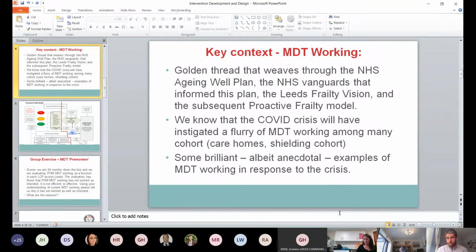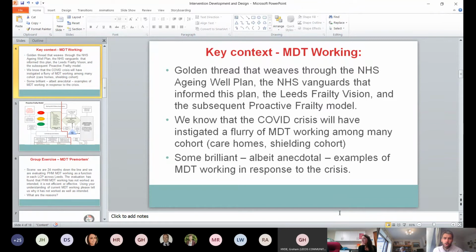Also, it plays a key part throughout the Leeds Frailty Vision, which Dr. Chris Mills in our very first workshop had introduced, the background work around that Leeds Frailty Vision. And it also sits at the heart of the proactive frailty model, which we've introduced in previous workshops as well, and I'm just going to revisit that.